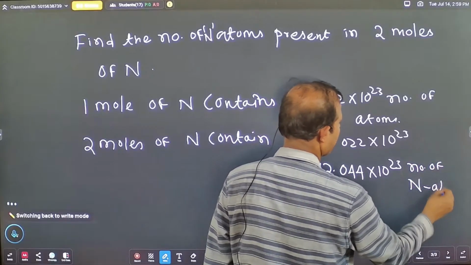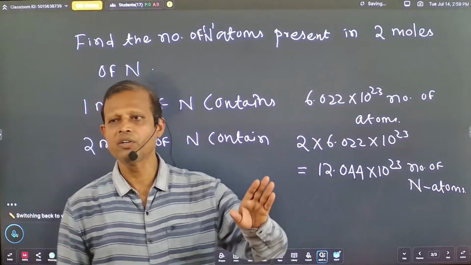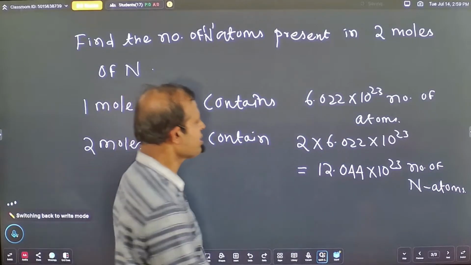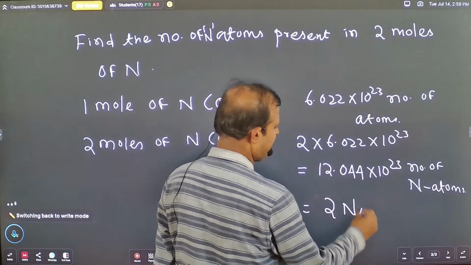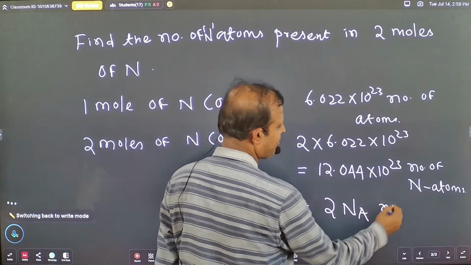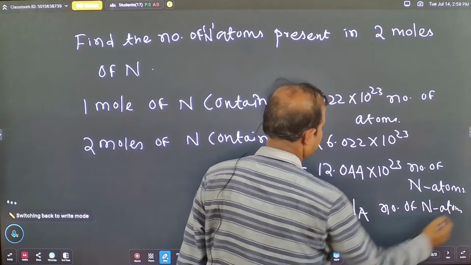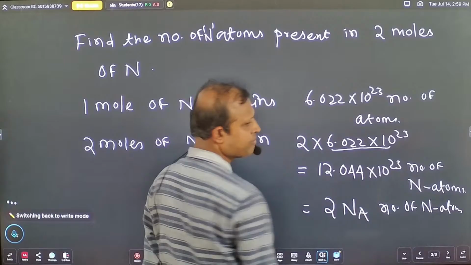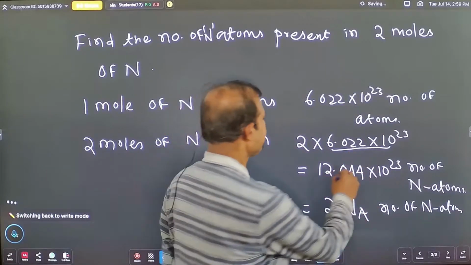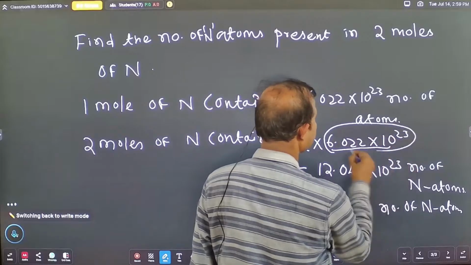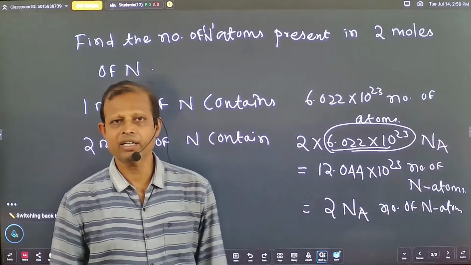Understood? So this is same as, can I write like that, 2 NA number of N atoms? Because this stands for NA. Yes or no? This is your NA. This becomes 2 NA. Can I write?